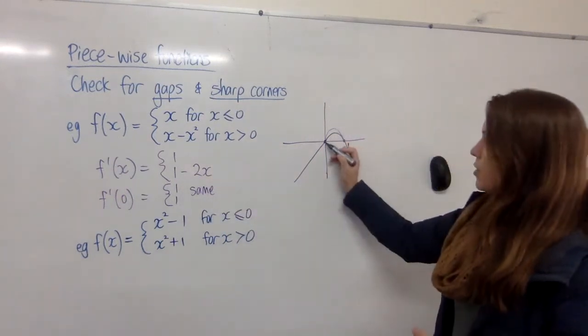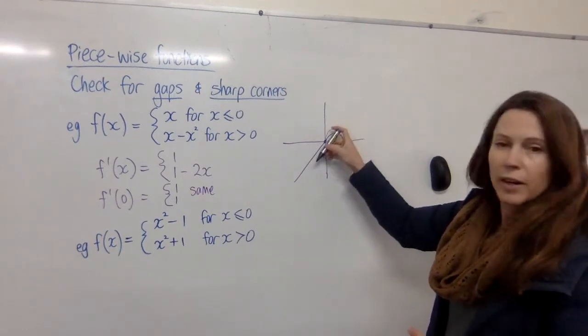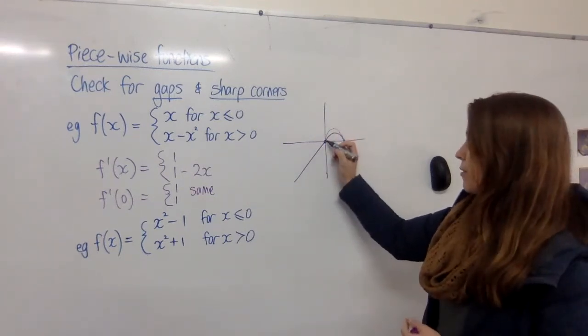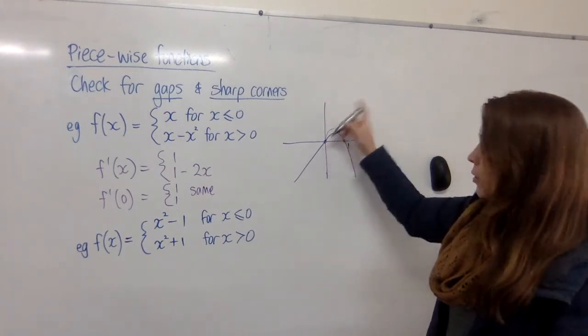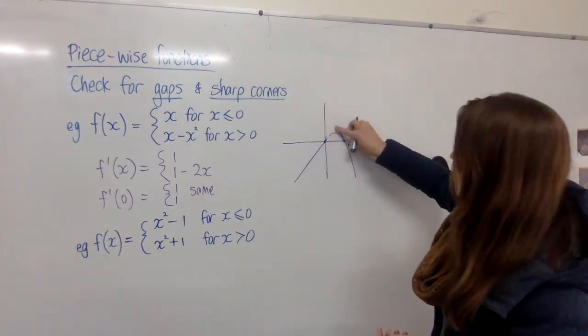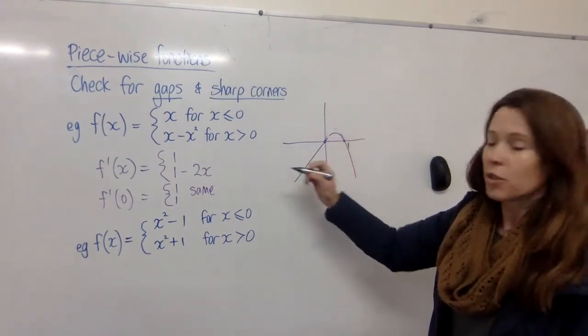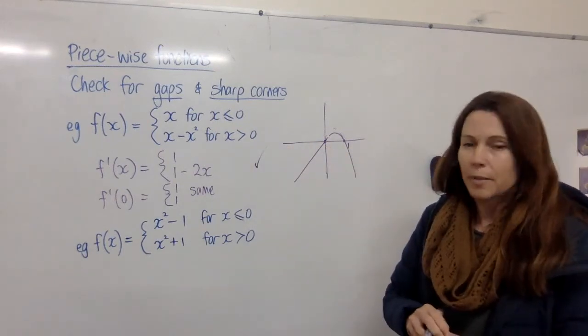That means just this side of the origin, we have a gradient of 1, and just that side of the origin, or pretty much on the origin, we also have a gradient of 1, which means there's no sharp corners. So this is differentiable at all values of x.